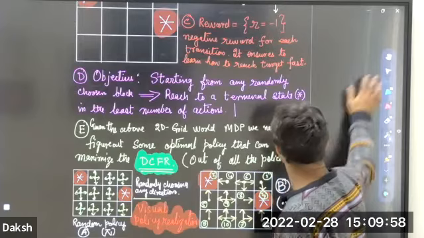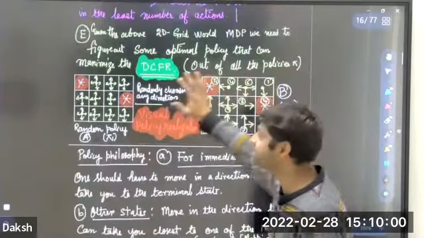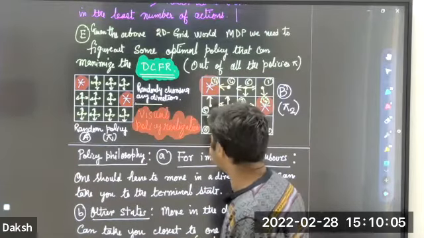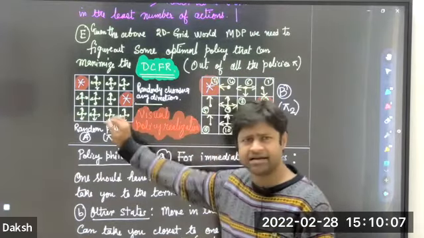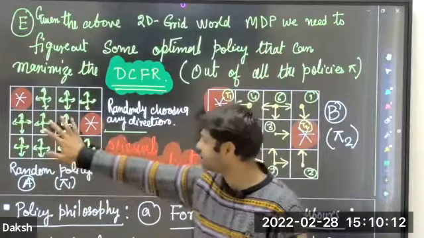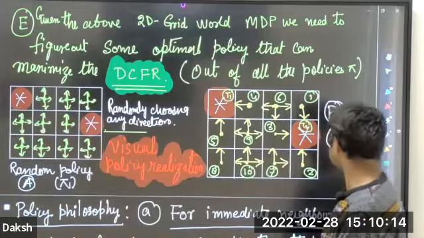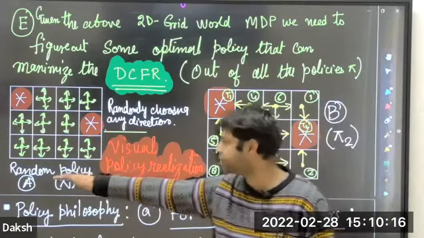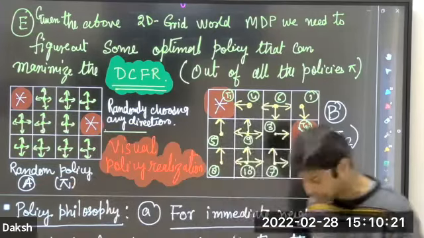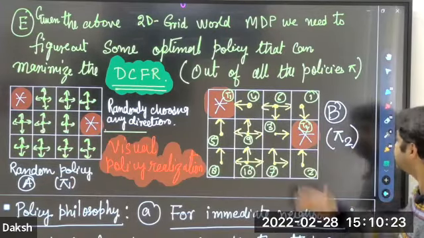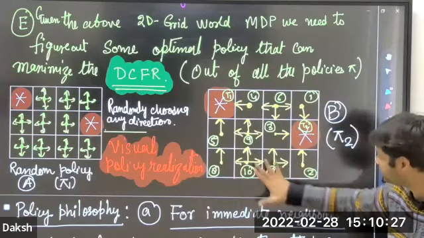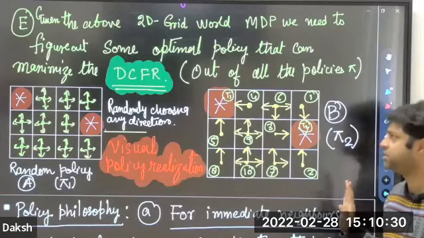Now, how can I visualize a policy in such an environment? Just look at it, and then I will ask someone. This is a random policy, that is random policy A, pi 1. This is another policy B, maybe pi 2. And these are actually the visualizations of your policy.